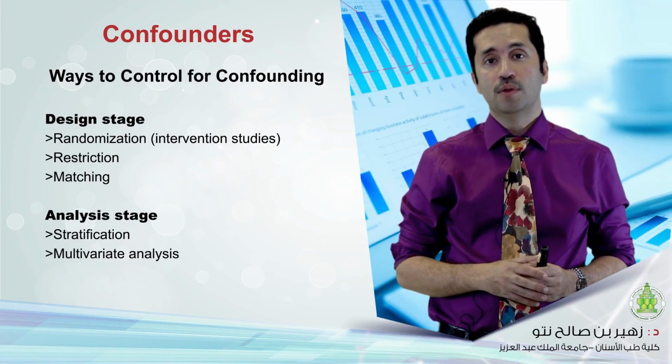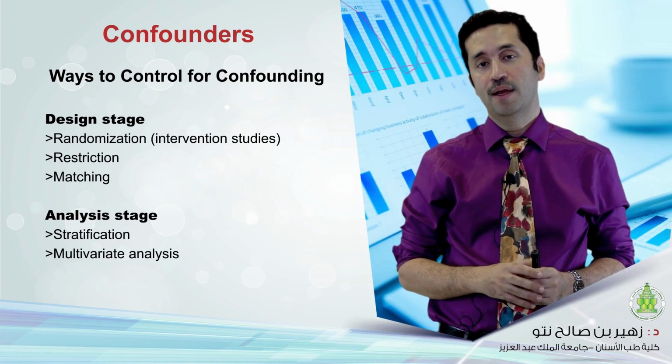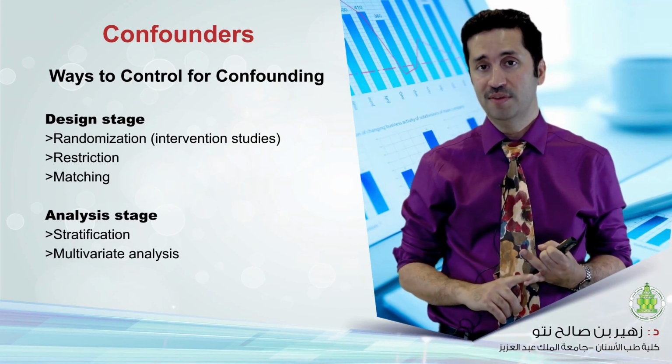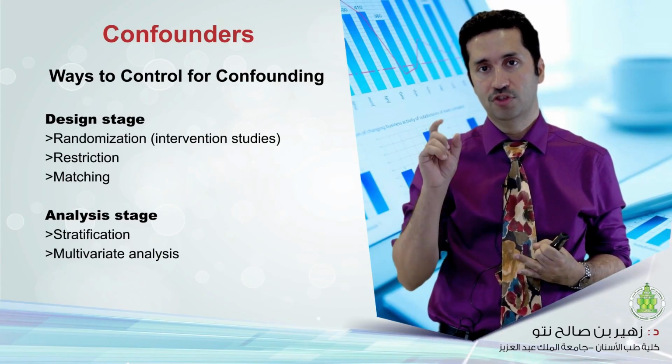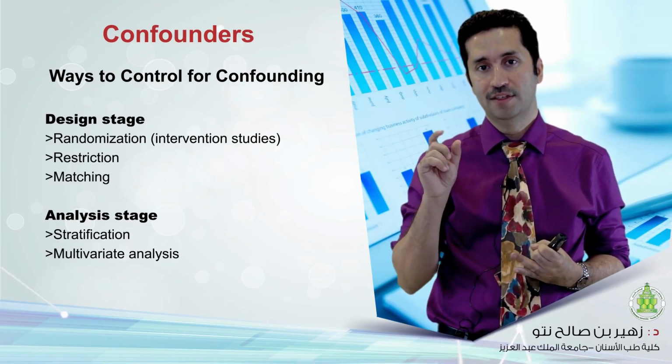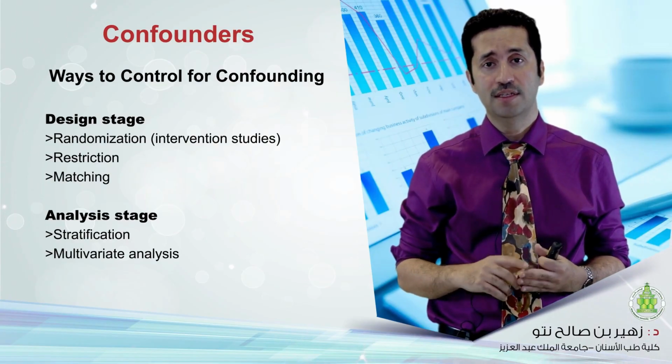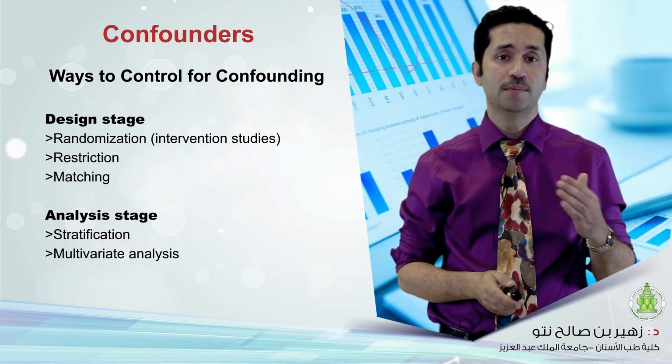These are the most important methods by which confounding factors can be controlled during the study design. These include randomization, where random distribution is applied, restriction, where the study is limited to a specific group, or the third method, matching, which is the process of pairing or matching.